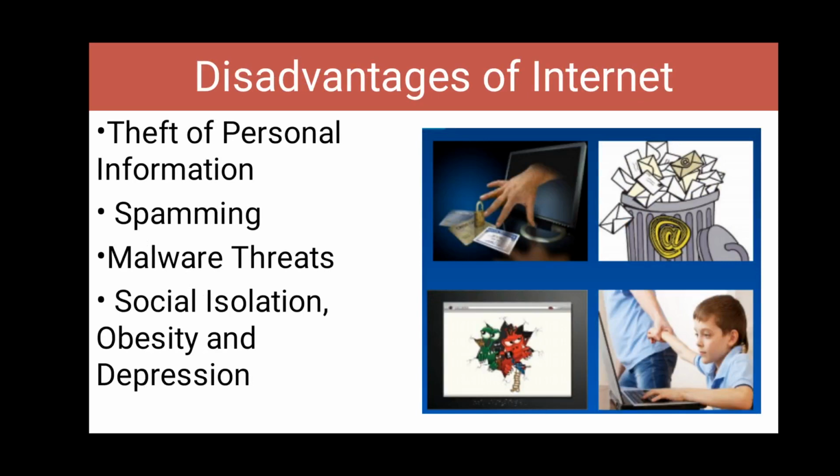First is theft of personal information. Personal information can be stolen using hackers that are present on the internet, then spamming, then malware threats. These are the threats from viruses that are being leaked on the internet. The next disadvantage is social isolation, obesity and depression. This also results from the ill use of the internet by certain people.